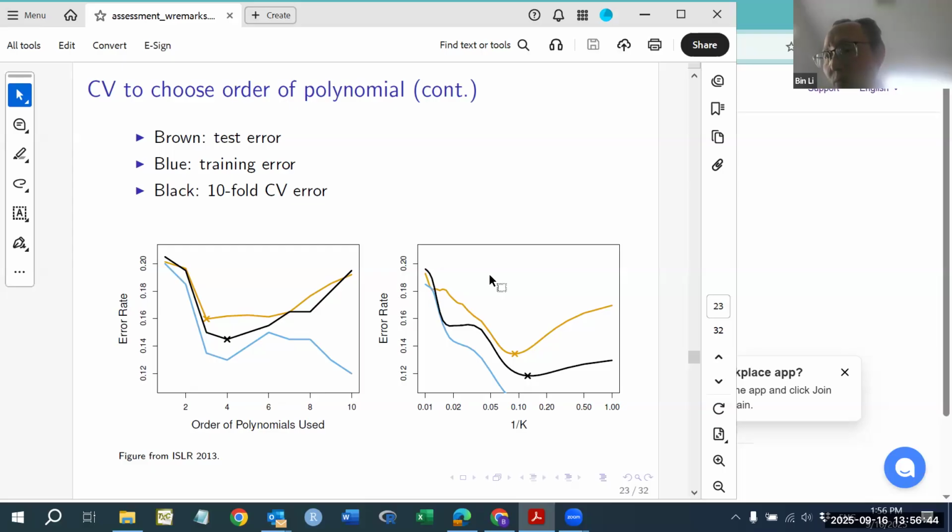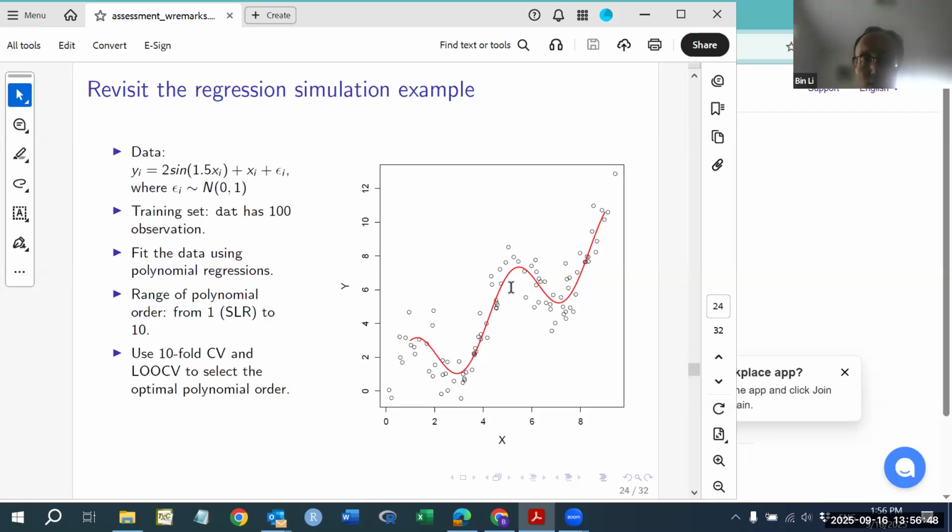So it works for both regression and classification. Okay, and this is a simulation we have seen last time. So let's just revisit that.